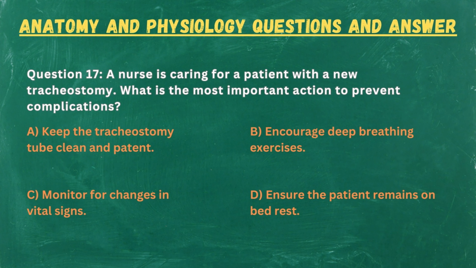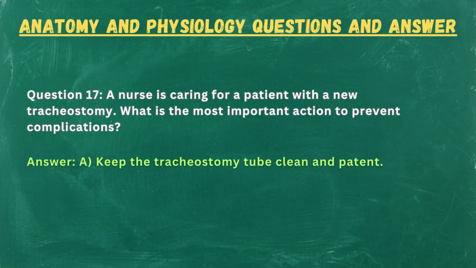Question 17. A nurse is caring for a patient with a new tracheostomy. What is the most important action to prevent complications? A. Keep the tracheostomy tube clean and patent. B. Encourage deep breathing exercises. C. Monitor for changes in vital signs. D. Ensure the patient remains on bed rest. Answer: A. Keep the tracheostomy tube clean and patent.